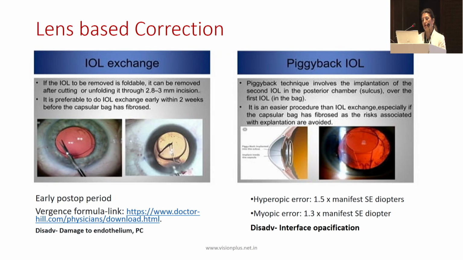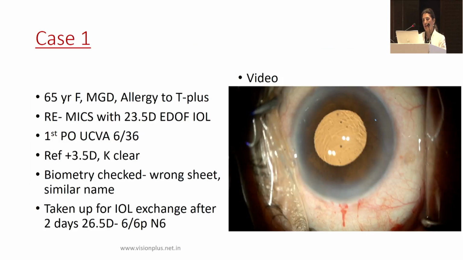You can cut it into 3 parts, or you can twist and turn and remove it. There are various methods. And the piggyback IOLs, of course, the advantage is that your intervention is very minimal in such cases. So here I'll just show you one of my cases, who's a 65-year-old female who had MGD and allergy. So she had a relatively small pupil.